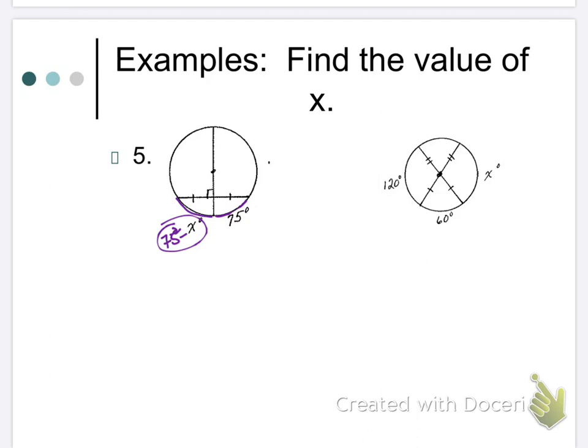And then over here, we could actually relate it to vertical angles, but you have the same congruent marks, 2 on this side, 2 on this side, 1 on this side, 1 on this side. So that means that this angle and this arc have to be congruent to this angle and this arc. That means x has to be 120 degrees.